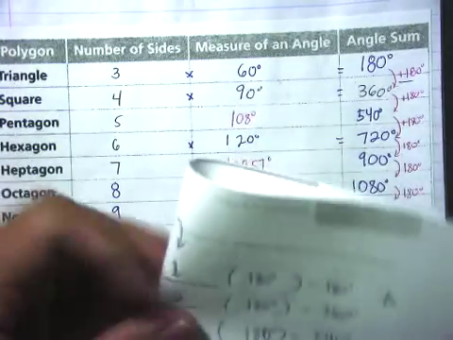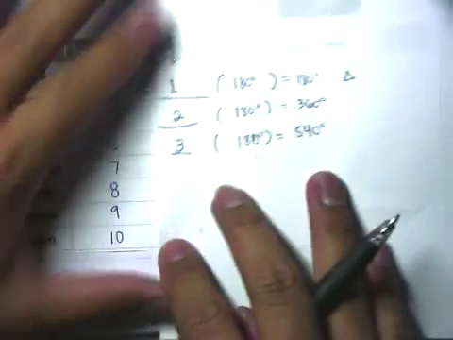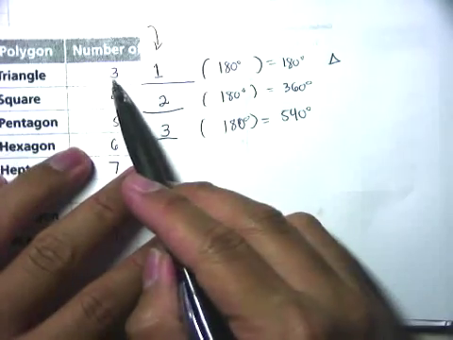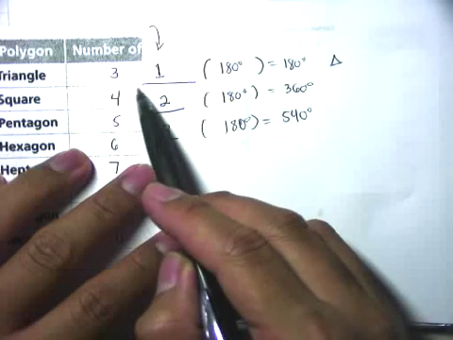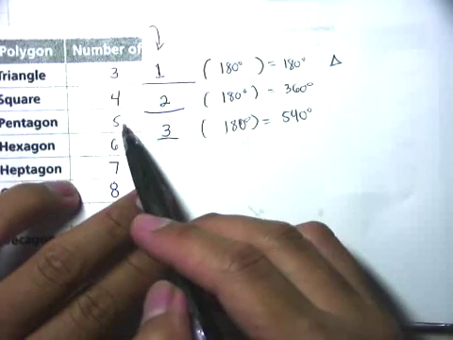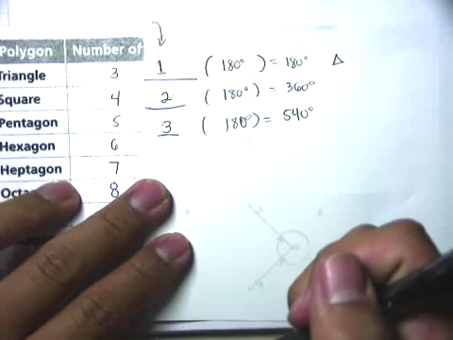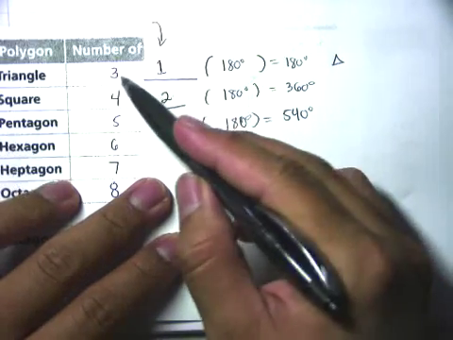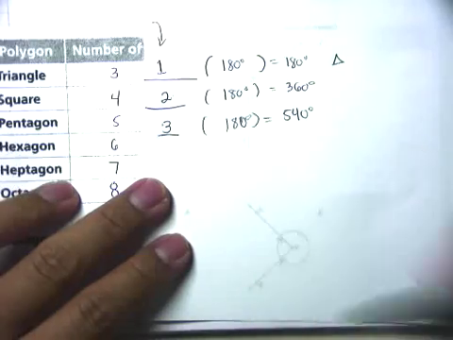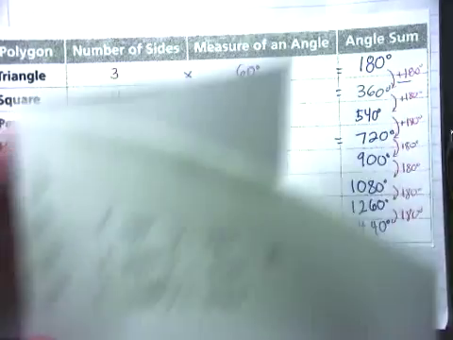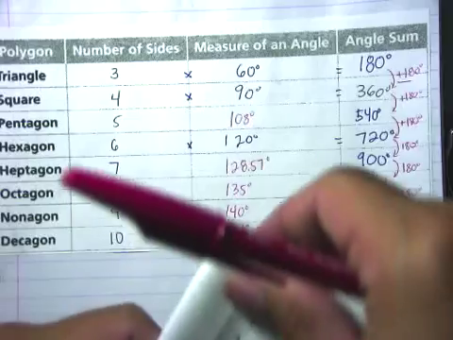Well, let's take a look. I'll fold this paper over so the numbers can kind of be together. How do I get this 3 and turn it into a 1? How do I get this 4 and turn it into a 2? How do I get this 5 and turn it into a 3? This pattern should continue.